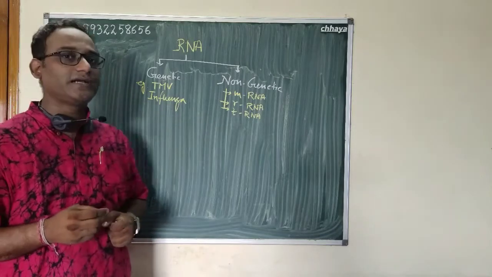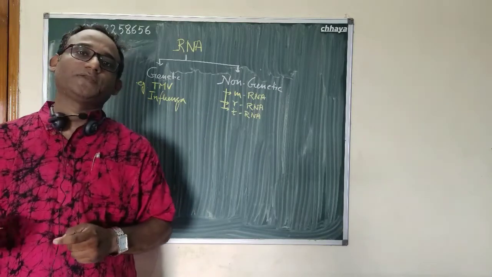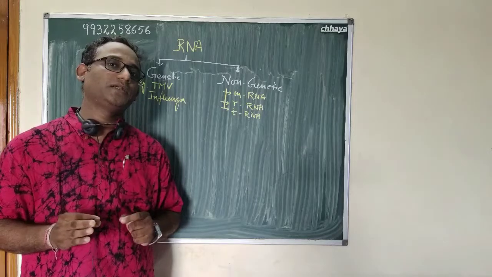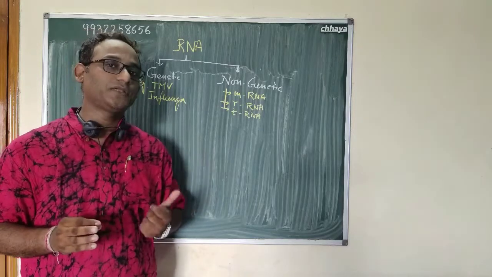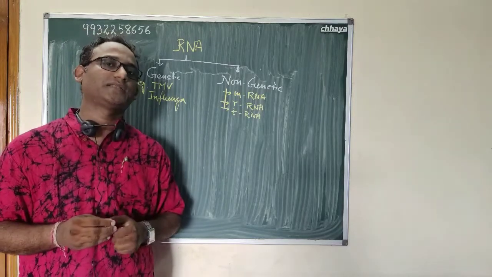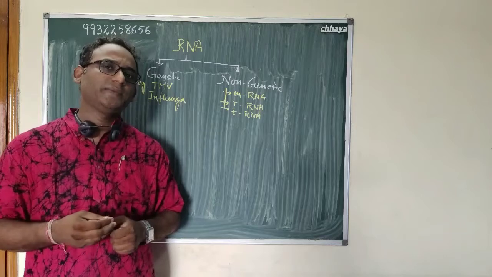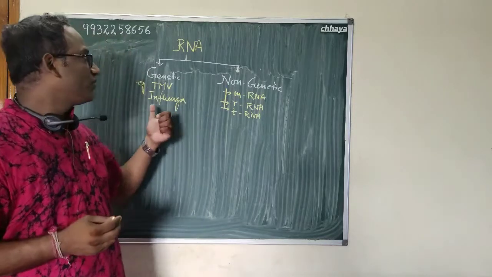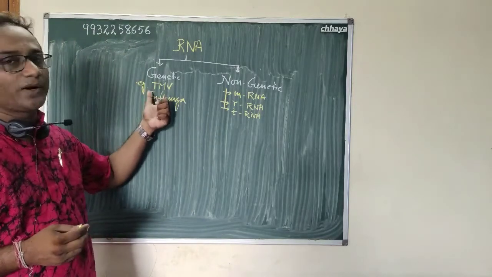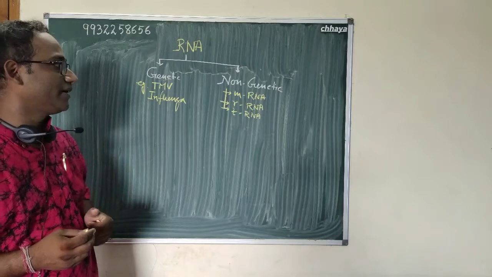In the case of genetic RNA, within their cytoplasm DNA is completely absent, and non-genetic RNA is also present within the cytoplasm, basically of higher cells like eukaryotic cells or higher animals or higher vertebrates. Examples of genetic RNA are tobacco mosaic virus as well as influenza virus.